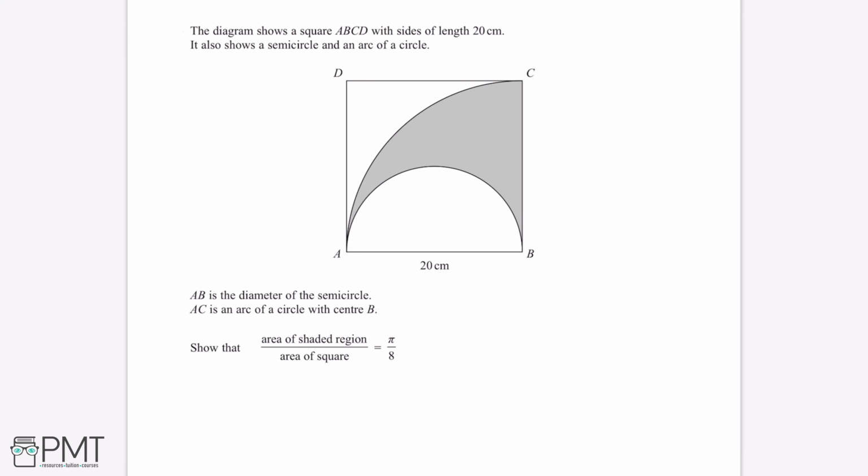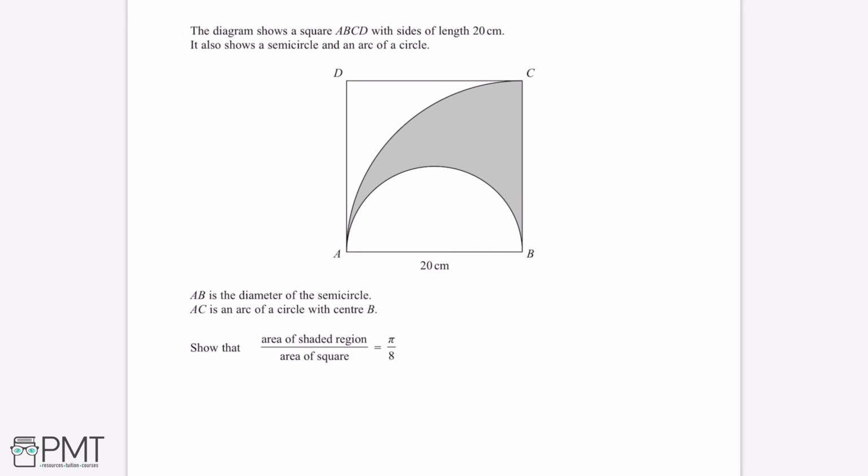The diagram shows a square ABCD with sides of length 20 centimetres. It also shows a semicircle and an arc of a circle. AB is the diameter of the semicircle. AC is an arc of a circle with centre B. Show that the area of the shaded region divided by the area of the square is equal to pi divided by 8.